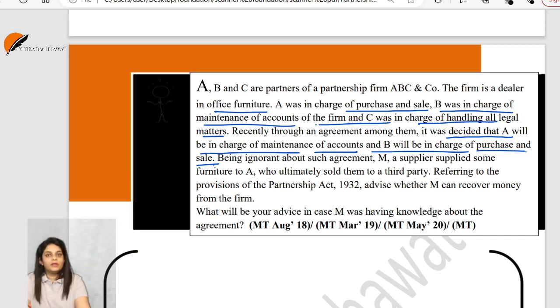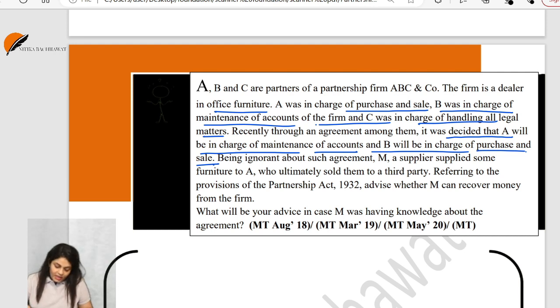Yes, by an express agreement. But this is something which is internal to the partners. So how does it affect a third party? If the third party knows about this change, the third party is bound by this change. But if the third party does not know about this change, the third party is not bound by such change.